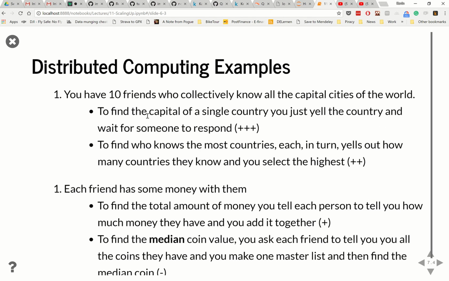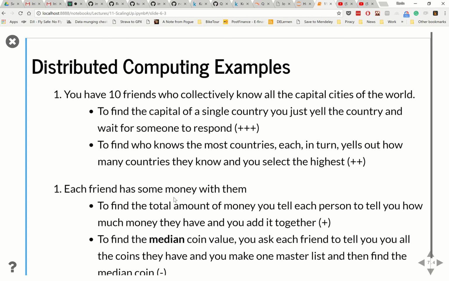When you look at distributed computing examples, say you have 10 friends who collectively know all the capitals of the world. If you want to find the capital of a single country, you can just yell that country name and wait for someone to respond. That gives you a very parallel, distributed access to information where you don't have to go through one person at a time to get the answer. You can just have everyone yell and you get the answer. To find out who knows the most countries, each person can yell how many countries they know, and then you select the highest one.